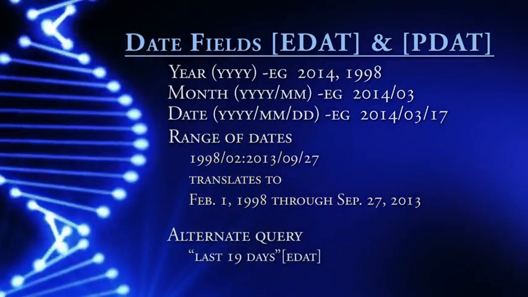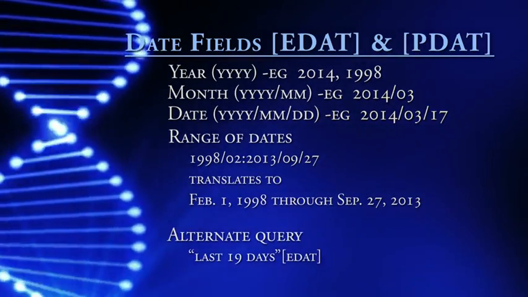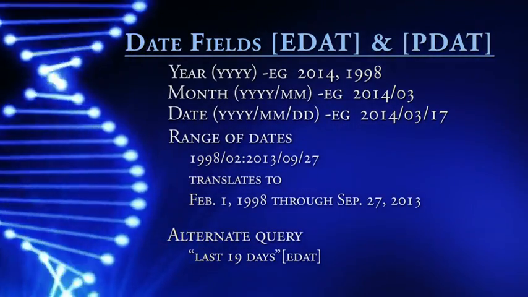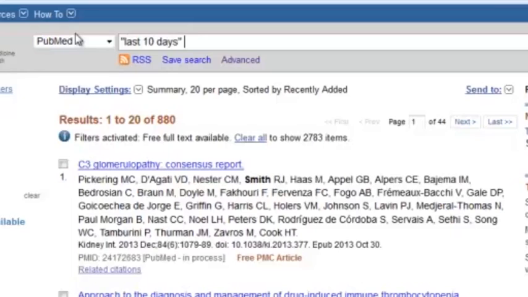An alternative type of date search is "last 10 days" in quotes, [EDAT]. Of course, the number can vary. So, for example, if I had heard about a paper that was submitted to Nature within the last 10 days, I would type "last 10 days", in quotes, [EDAT]. I know that it was submitted within the last 10 days, not with a publication date within the last 10 days, and Nature [journal]. That limits the search to the journal Nature.